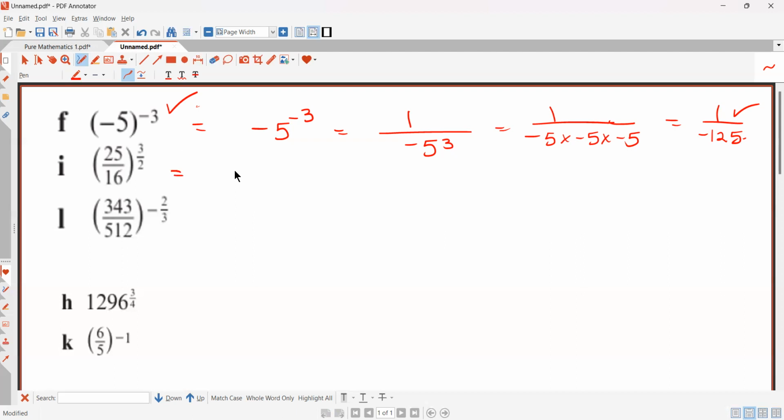25 by 16. Now, regarding 25, can you write 25 as 5 square, raised to 3 by 2? Can I write 16 as 4 square, raised to 3 by 2? Can I cancel 2 and 2 together? 5 cube is 125. 4 cube is how much in calculator? 64. Can I go any further over here? No. So this is my final answer. Correct? Understood? Now let me go with this one.